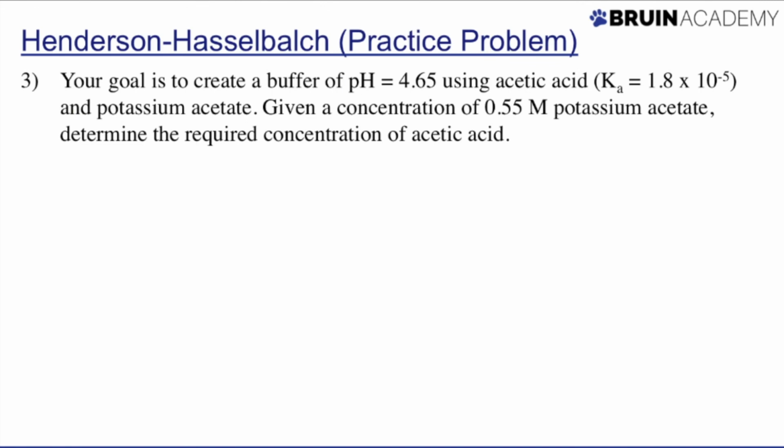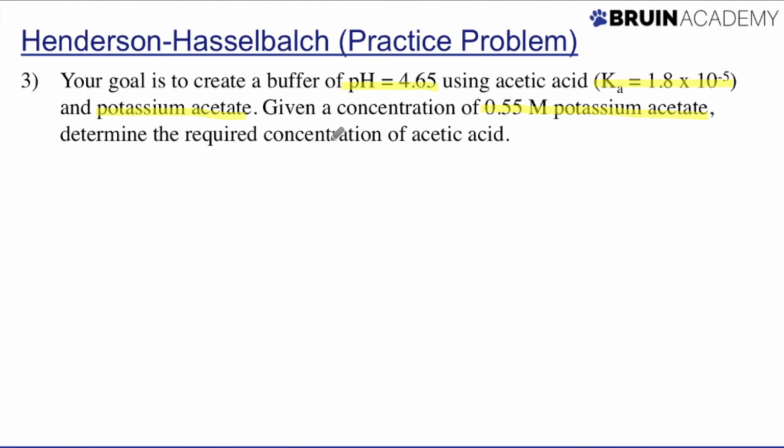So let's try a different example. This one's slightly different, but you're using the same equation. Your goal is to create a buffer of pH 4.65 using acetic acid, here again we see it, and then potassium acetate. Given a concentration of 0.55 molar potassium acetate, determine the required concentration of acetic acid.